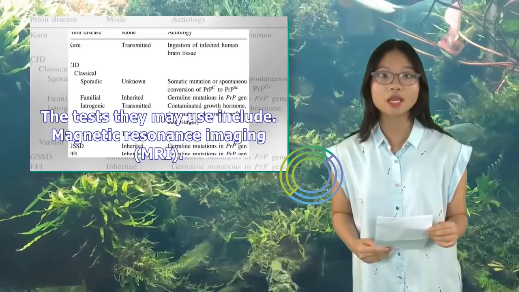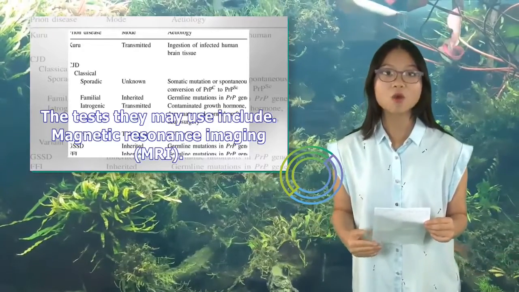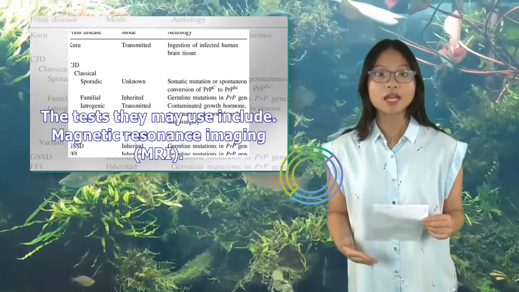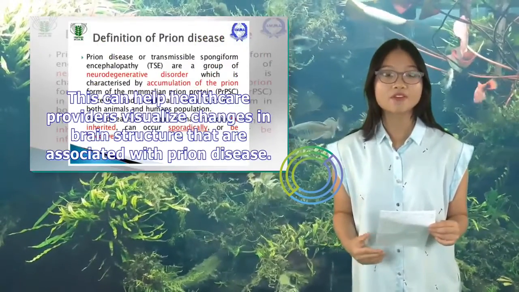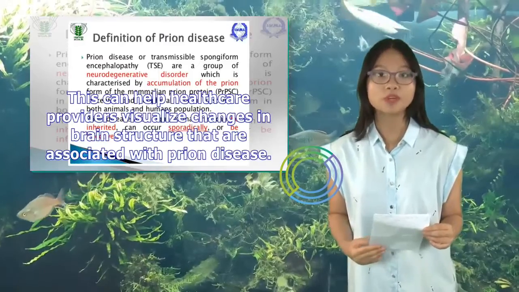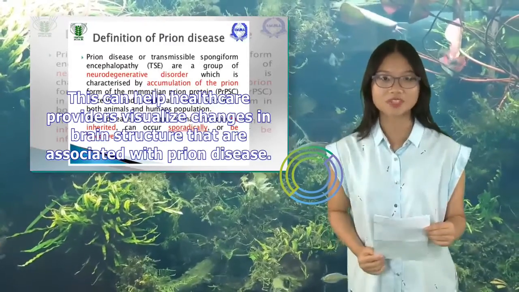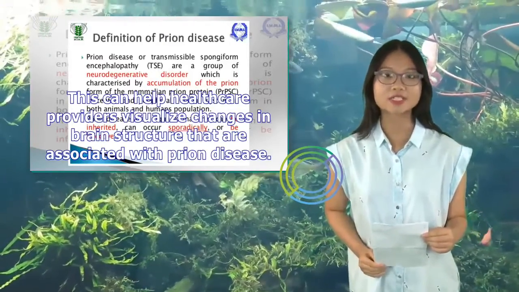The tests they may use include magnetic resonance imaging, MRI. An MRI can create a detailed image of your brain. This can help healthcare providers visualize changes in brain structure that are associated with prion disease.